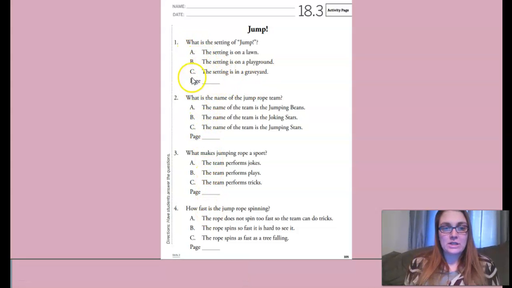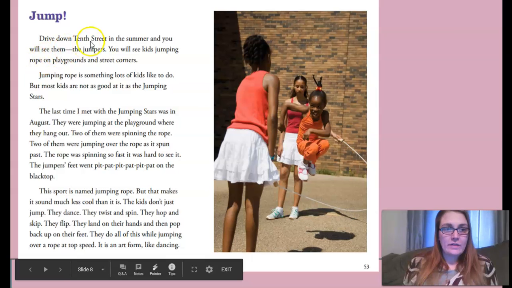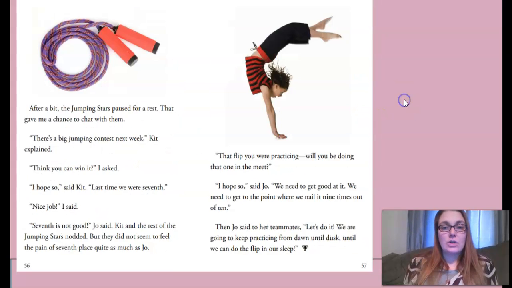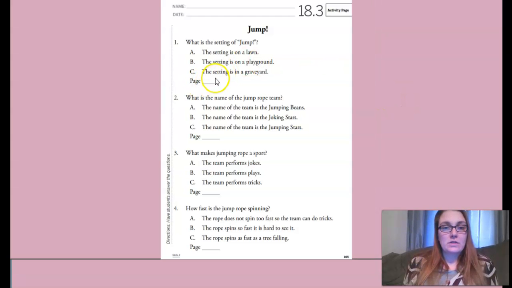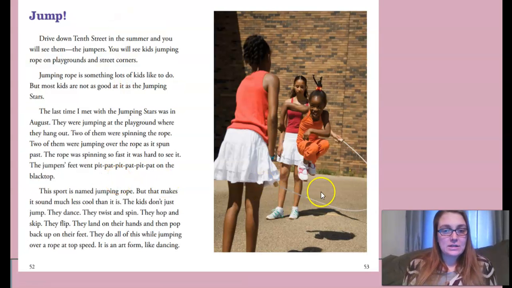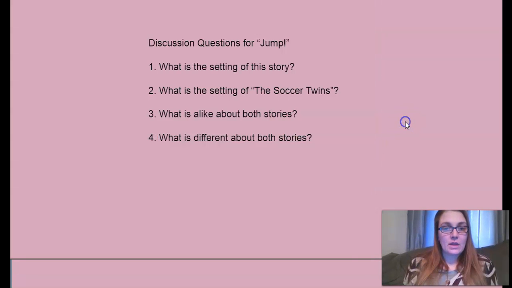And underneath each question it says page. So that is a reminder to go back and look in the story. So for example, number 1, what is the setting of Jump? We go back and look. Drive down 10th Street in the summer and you will see them, the jumpers. Okay, and then at the bottom you see it says 52. So that means that answer was found on page 52. And continue on. If you need to go back in the video and look at the story to see the page numbers, there you go.